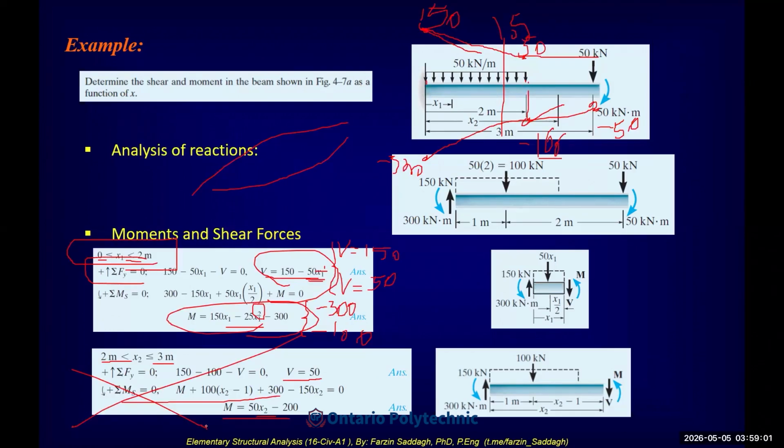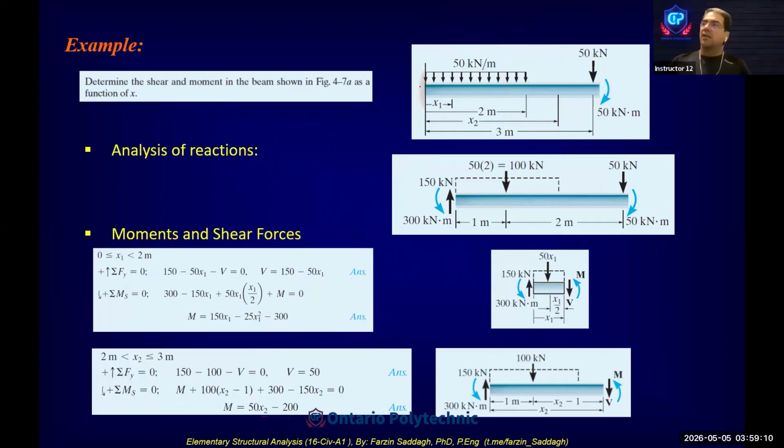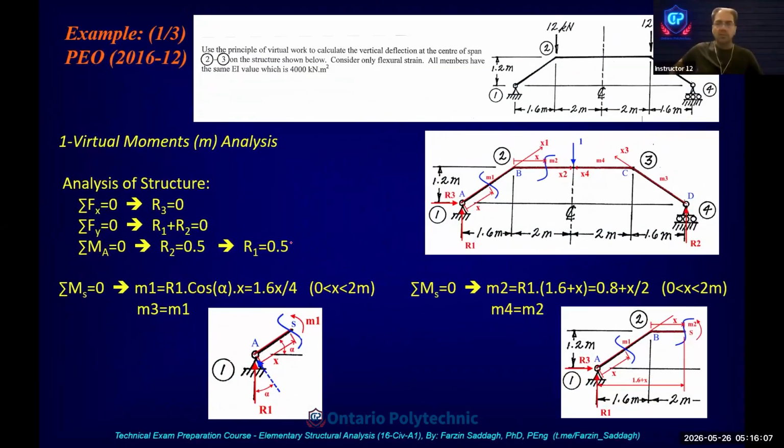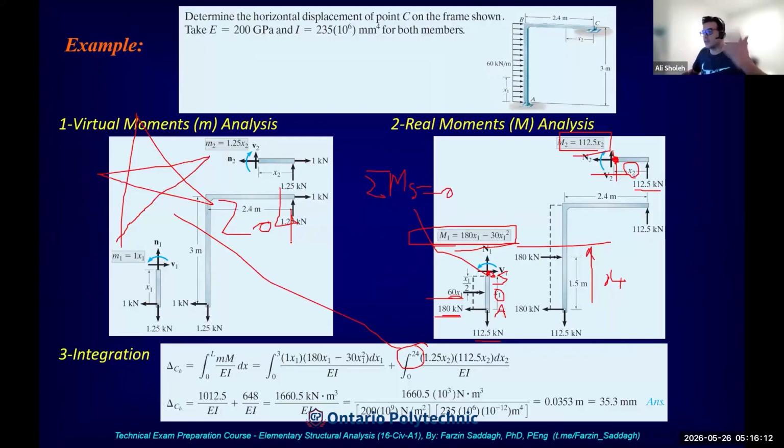Sorry, Mr. Pardin. My question is about the left side, this support. Is this a fixed support or a pin support? Yeah, this is a fixed one. This is a fixed support.